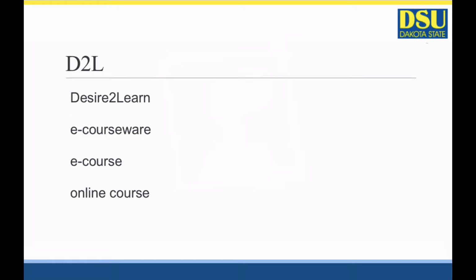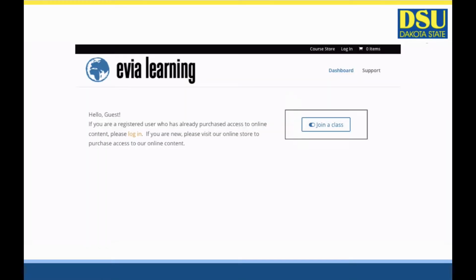So, what is D2L anyway? Well, your online course takes place in D2L, or Desire to Learn. It may also be called e-courseware, e-course, or online course. In addition to D2L, you will also use the Ritmos interactive website.